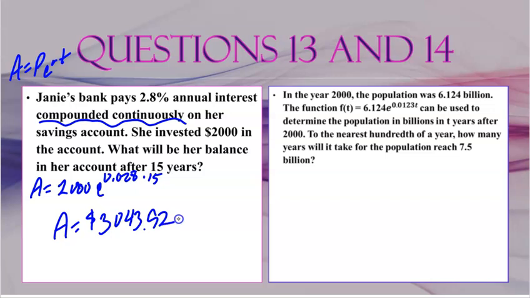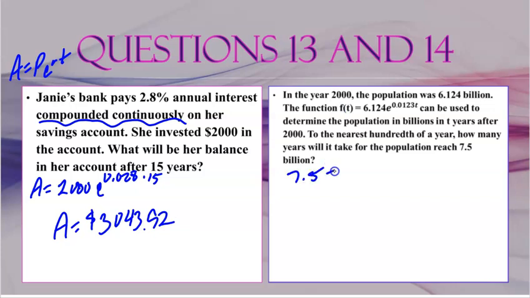Question 14. In the year 2000, the population was 6.124 billion. The function f of t equaling 6.124 e raised to the 0.0123 t can be used to determine the population in billions in t years after 2000. To the nearest hundredth of a year, how many years will it take for the population to reach 7.5 billion? So we're going to put 7.5 in for f of t.